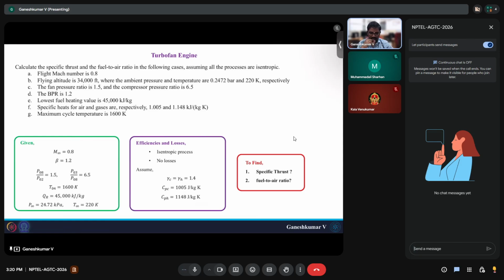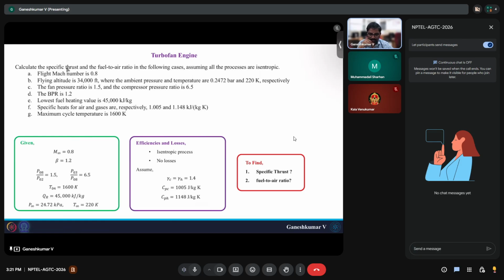Okay. So this is the question I have for today's class. It is about a turbofan engine. Here we have to calculate the specific thrust and fuel to air ratio for the following case. One simplifying assumption that we are making here is that all the processes are isentropic, which means there is no efficiency coming into the picture in this case.